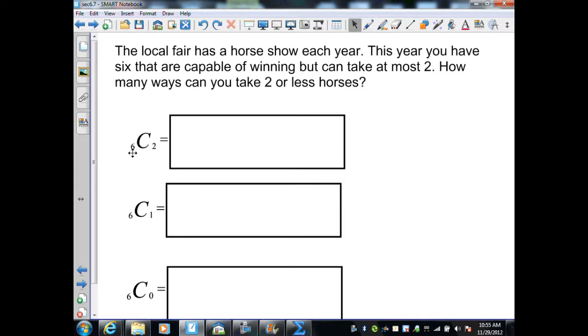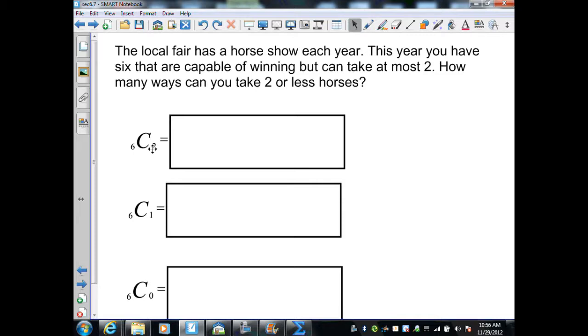Therefore, I can have a combination where I have 6 total horses and 2 that I will take, or I could have a combination in which I decide, hey, I have 6 horses, but I'm only going to take 1, or I can decide that I have 6 horses, which I do have, but I'm not going to take any. And I have to solve each combination to completely solve this problem. So let's take the first one.